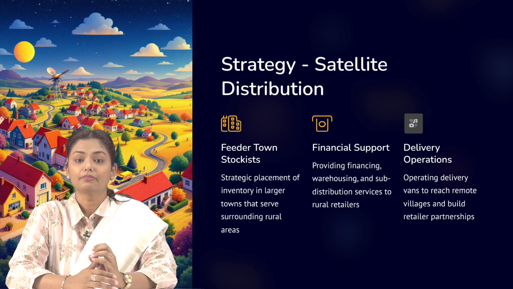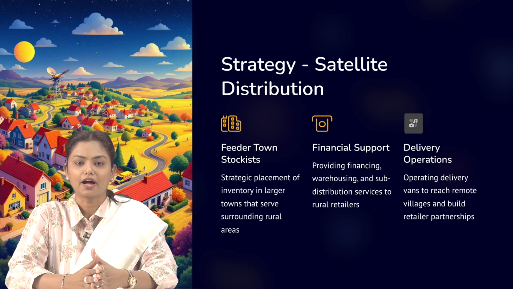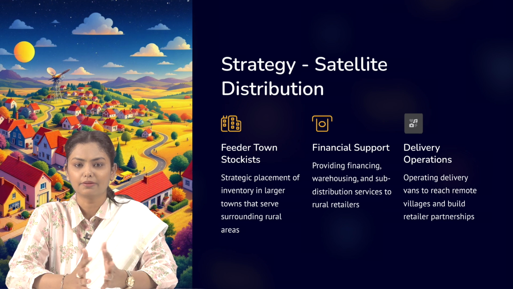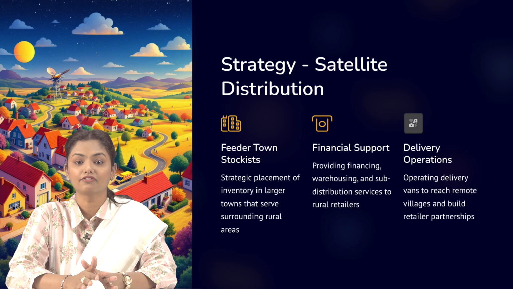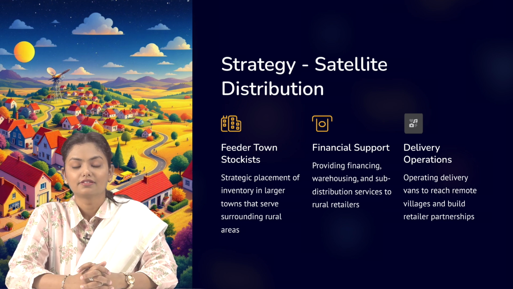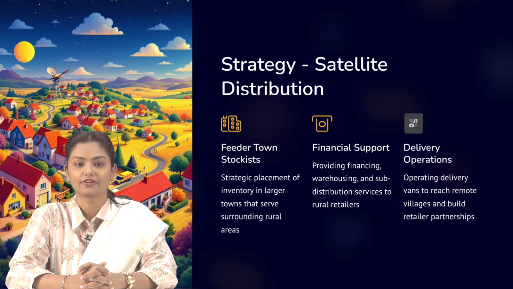Instead of appointing many dealers in every village, the company relies on a few trusted stockists. These stockists buy goods directly from the manufacturer, often on credit or consignment. Then they use their own delivery vans to send products to village shops. What's important here is that the stockists are fully responsible for managing the finances of their operation. This model is simple, efficient and helps companies reach even remote areas in a cost-effective way.